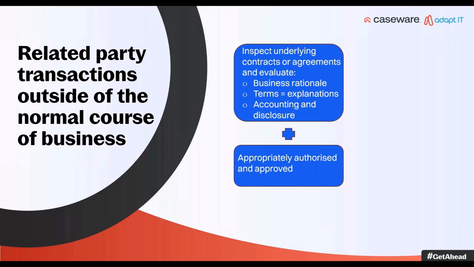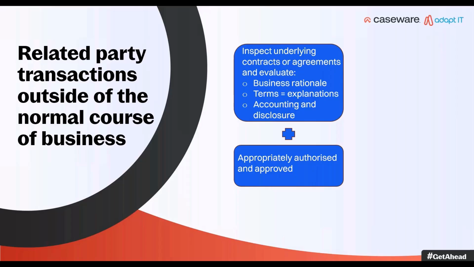Firstly, inspect the underlying contracts or agreements that support this transaction or transactions, and then evaluate the business rationale. So does it make sense for B to buy the furniture and fittings? Well, maybe B is a second-hand furniture store and it makes complete sense. So, well, if A doesn't need it anymore, then of course they're going to need it. Or maybe there is some other dodgy reason that could be indicating possible fraud.